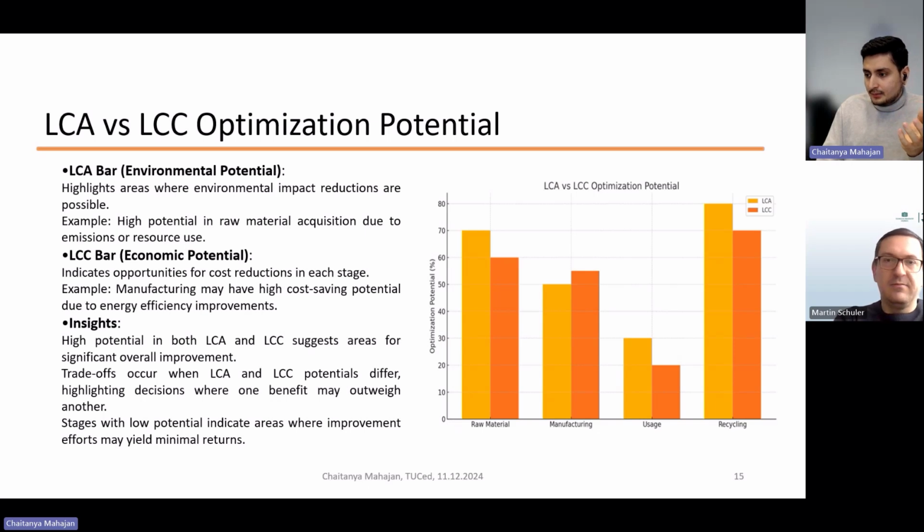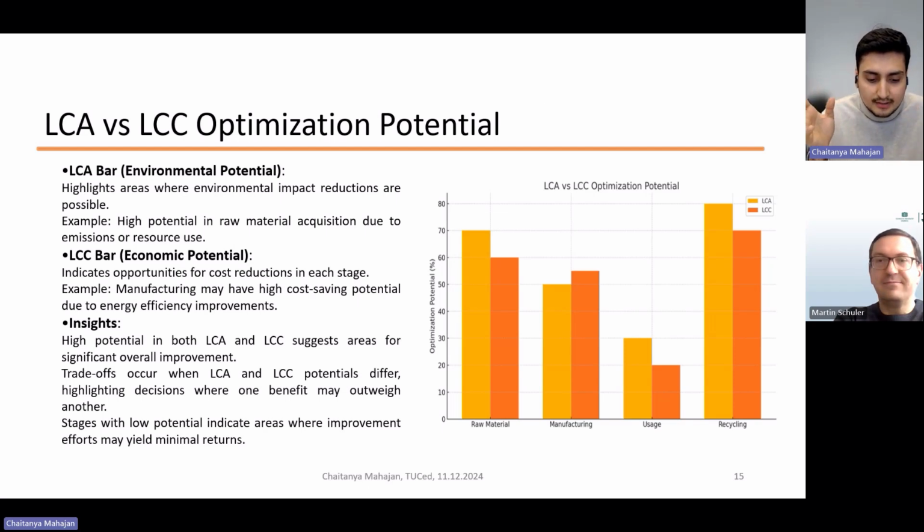All of this brings us to the point where we have now seen what life cycle costing and life cycle assessment are, how they are integrated, and the backdrops. And now we have also seen what lithium-ion batteries are, how they are produced, what the stages are, what the costs are at each stage, and what the environmental emissions are at each stage.